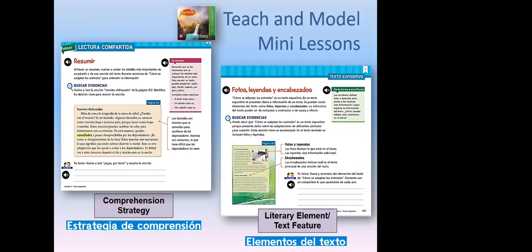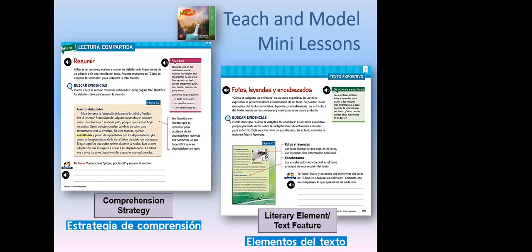You're also going to find either a literary element or a text feature. Porque este texto es expositivo, es un text feature. Quiere decir que vamos a hablar de las fotos, las leyendas y las encabezadas. So the photographs, captions, and the headings, and how that helps me understand the text. So two mini lessons here, comprehension strategy, a literary element or text feature.